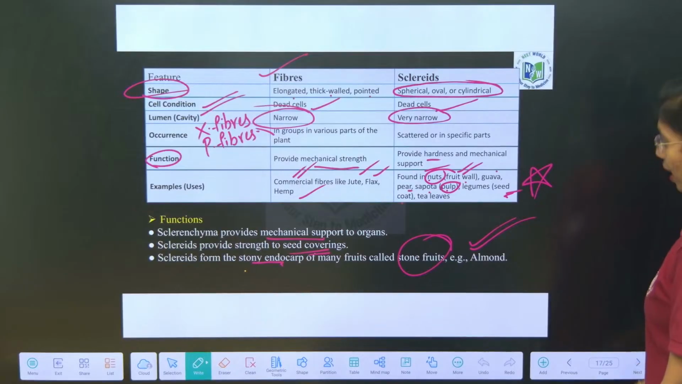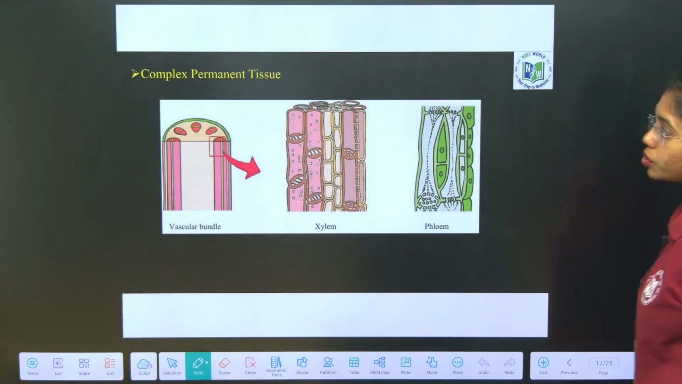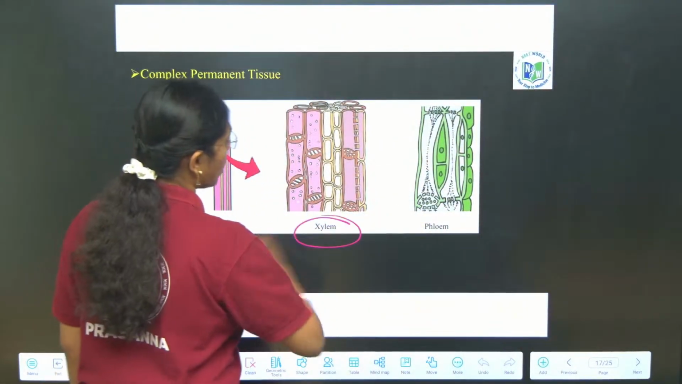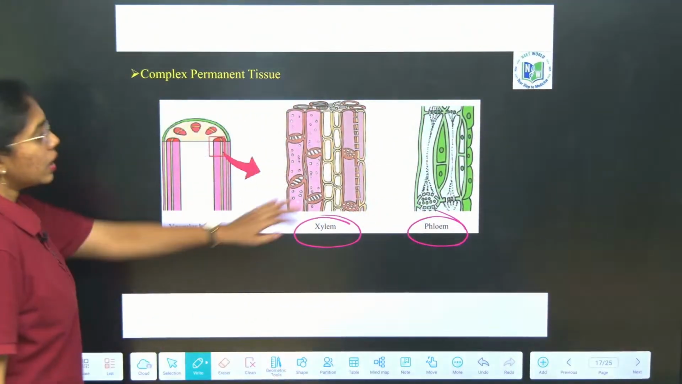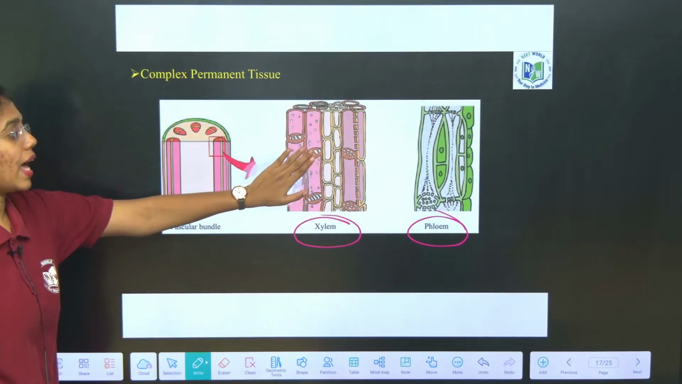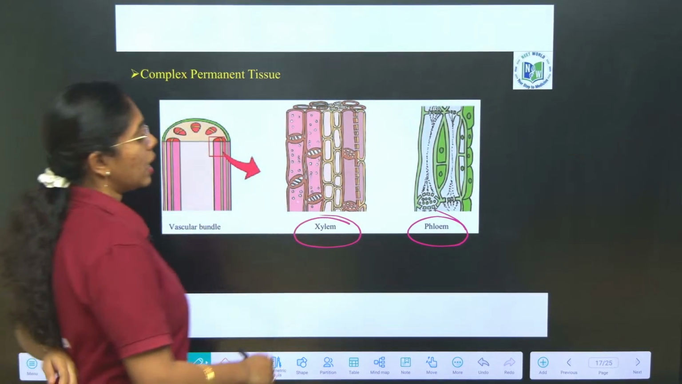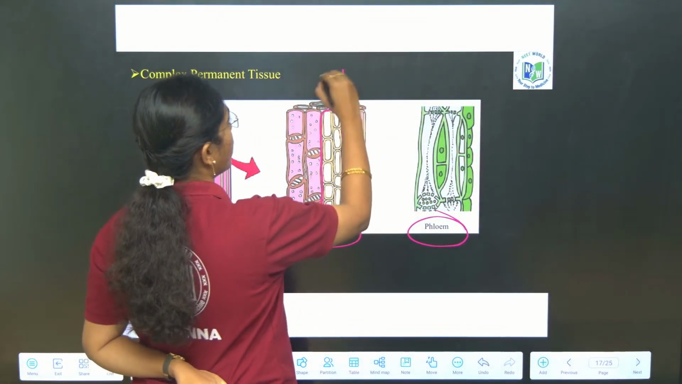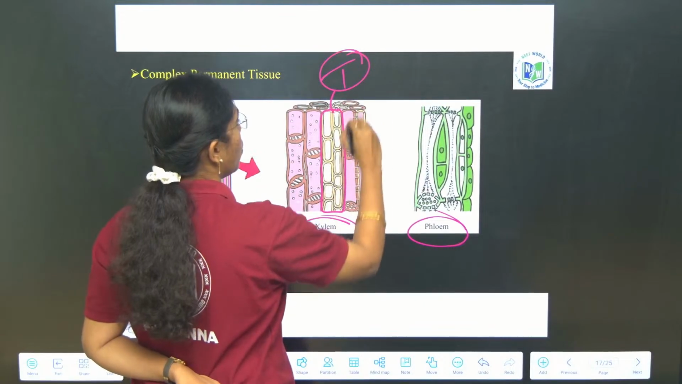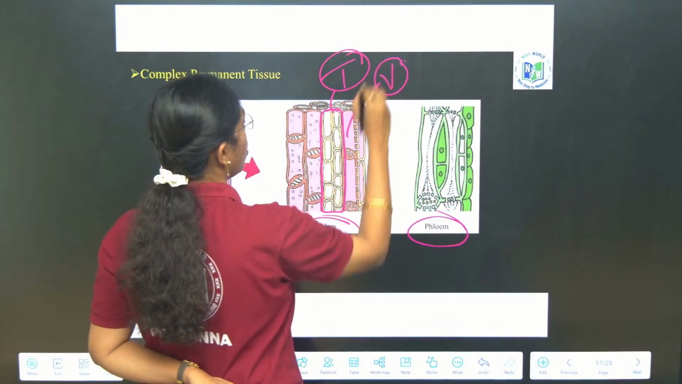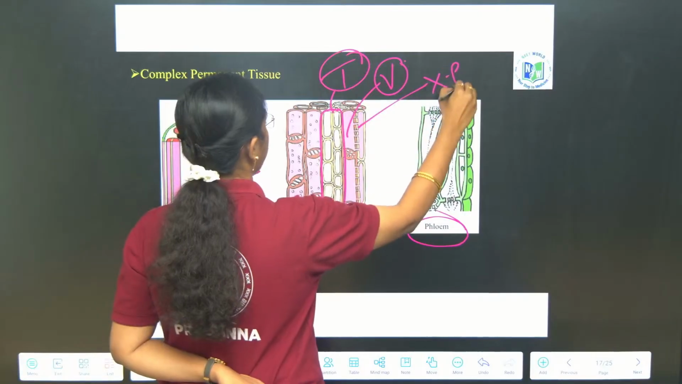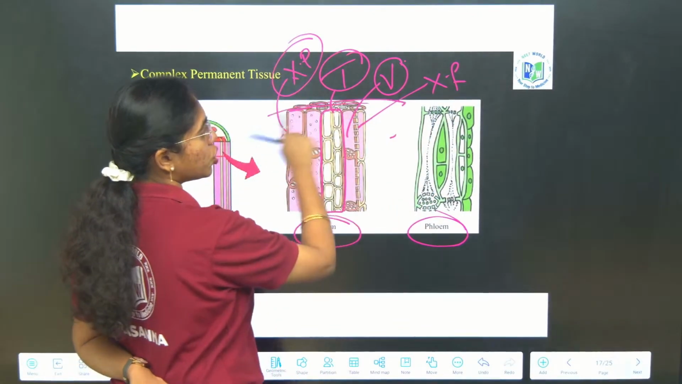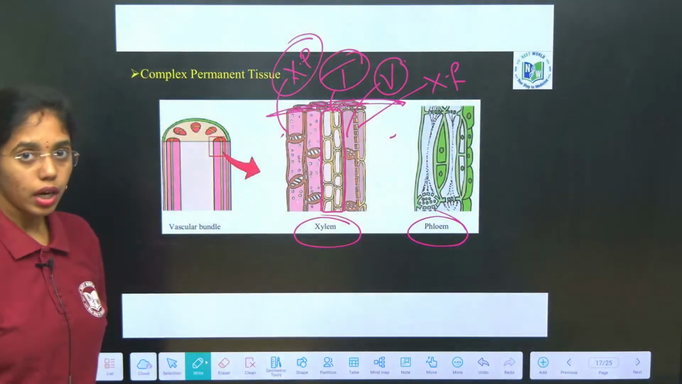Clear, right? Next you see complex permanent tissues. Complex permanent tissues include vascular bundles, that is xylem and phloem. This is the diagram present in angiosperms. Here in xylem you can see tracheids, followed by vessels, followed by xylem fibers and xylem parenchyma. This is a complex tissue which has four different types of tissues.